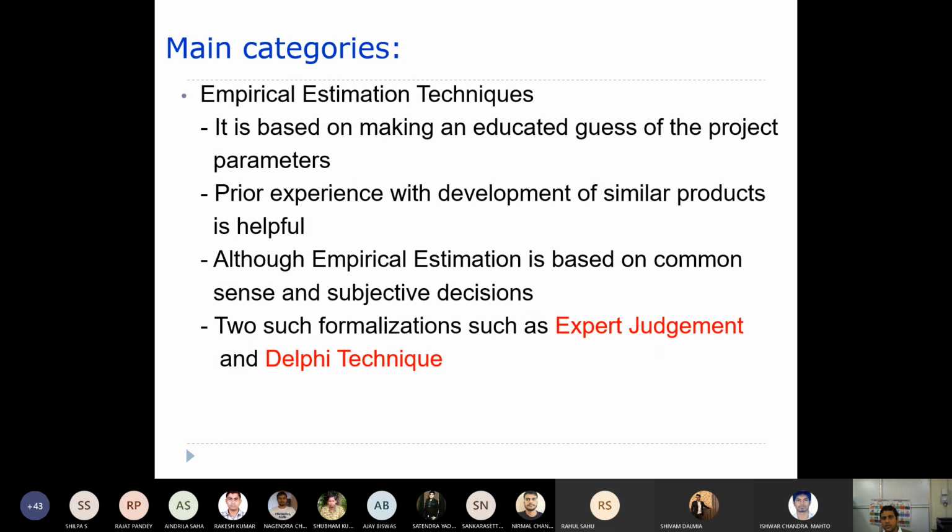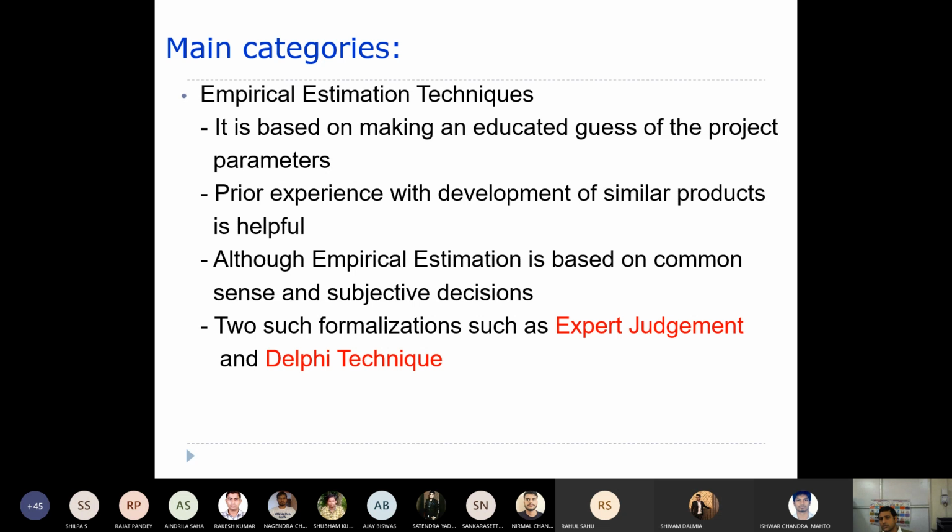Now, there are various categories of these estimation techniques. One is the empirical estimation technique, the other one is the heuristic technique, and the other one is the analytical technique. We will talk about these three techniques, but we start with the empirical estimation technique first, and then we will go into the heuristic and the analytical approaches that we have for estimation of these parameters.